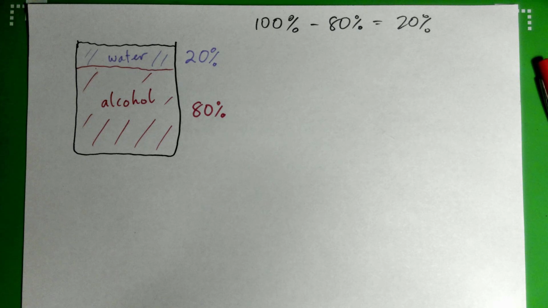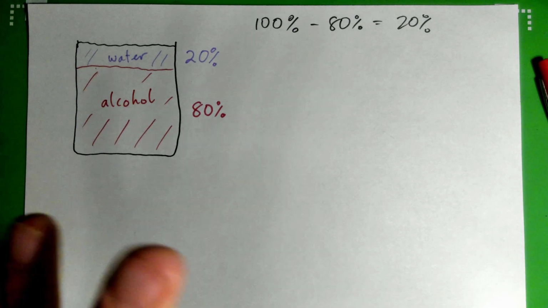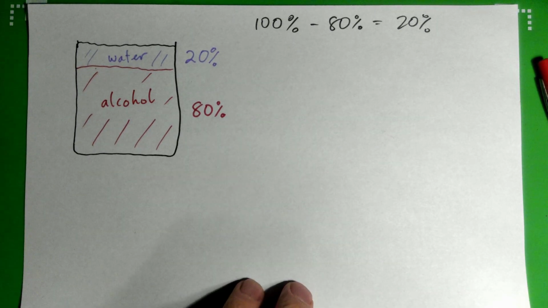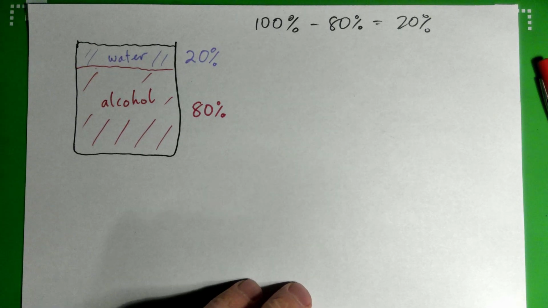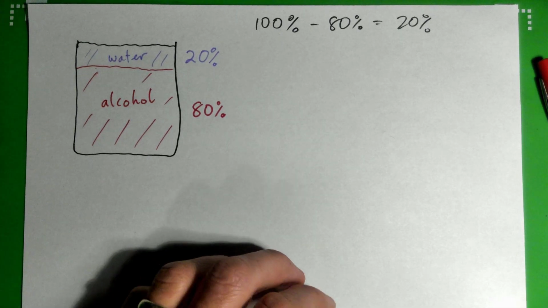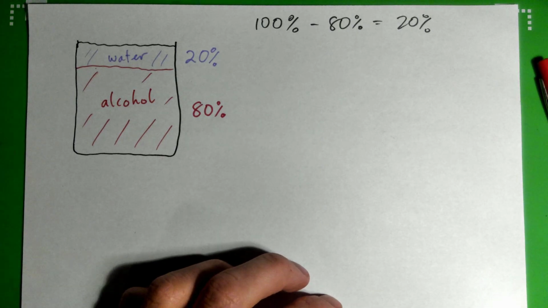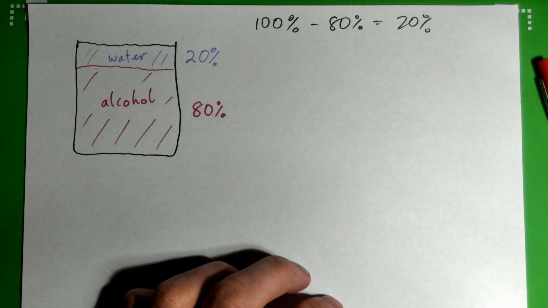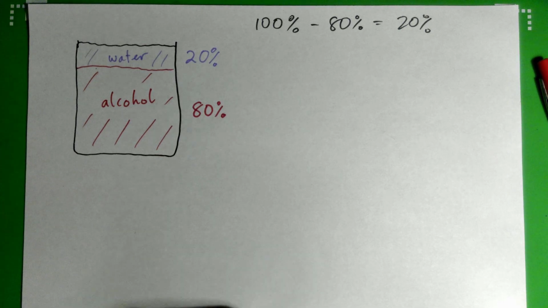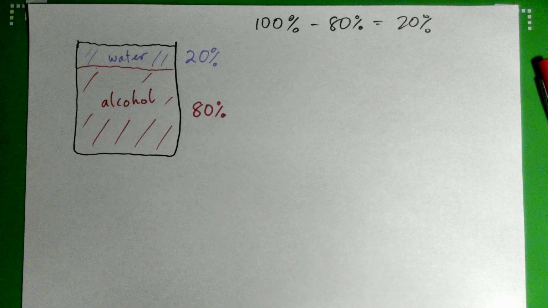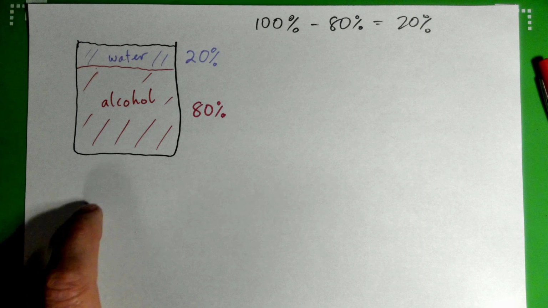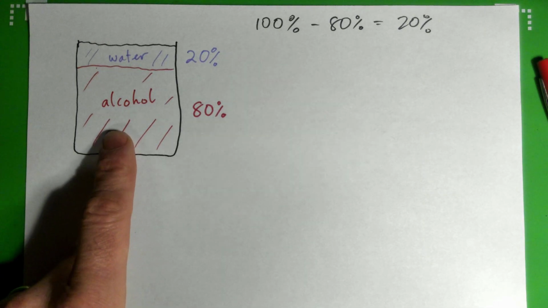Let's see. Then it says the solution is found to contain 32 milliliters of alcohol, and then it says how many milliliters total, both alcohol and water, are in the solution. So with these things, I'd like you guys to just take one sentence at a time. The next sentence is, the solution is found to contain 32 milliliters of alcohol. So what does that mean then?